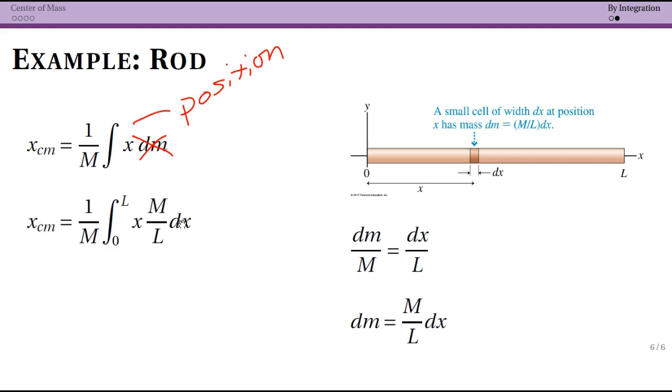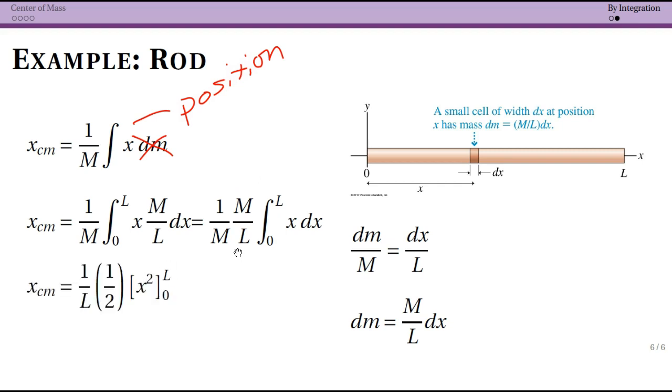So I then plug in what I had for dm. I now have this M over L, and I have dx. I do a little bit of rearranging to pull M and L out front of the integral because they're constant, and you see what I'm left with in my integral is x dx from 0 to L. Okay, you know how to do this integral. This is not a hard integral.